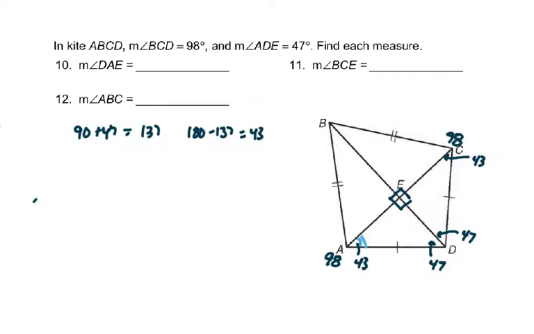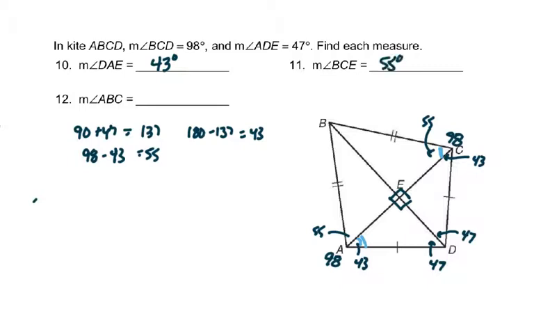Then it asks us to find, so hold on, give me a second, 43. It asks us to find BCE next, which is here. So if I know that that whole angle is 98, I can subtract the 43 that I just found and get 55 for this chunk. And I mirror it.